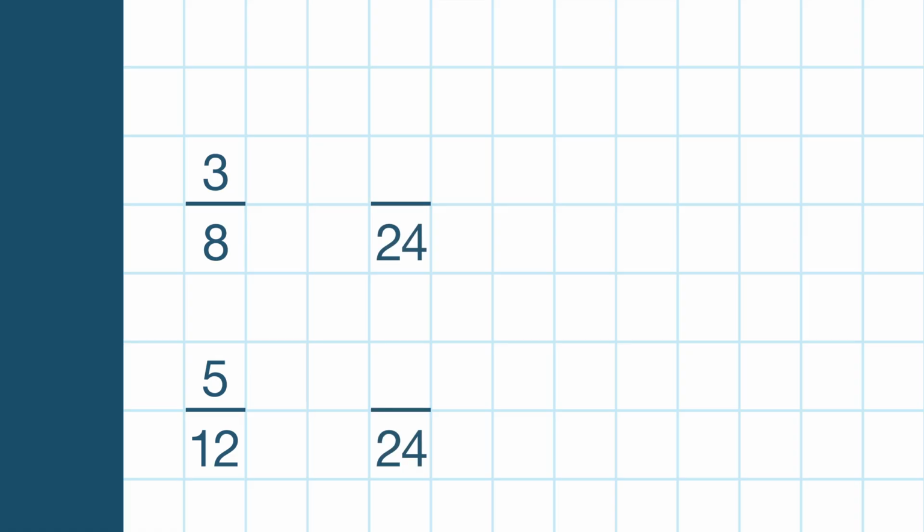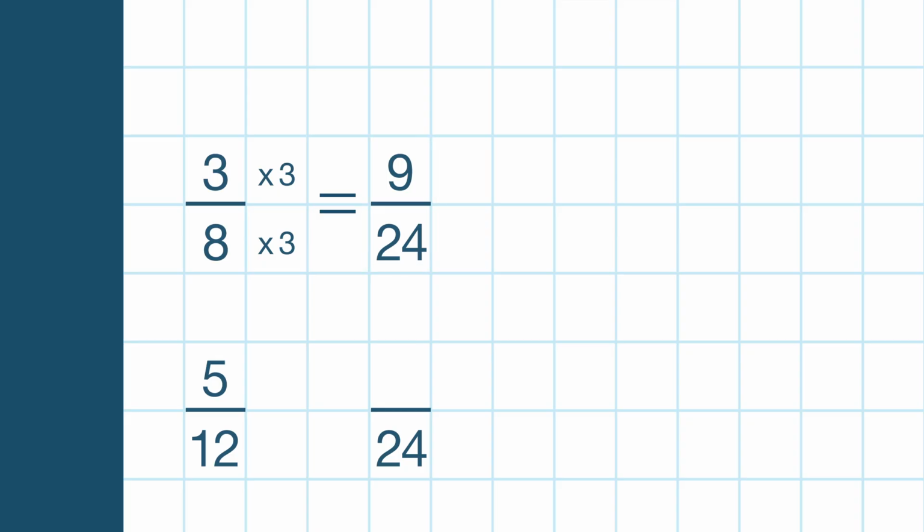Now rewrite both fractions with 24 as the denominator. Start with 3/8. What do we multiply 8 by to get 24? We multiply by 3. So multiply the numerator by 3 as well. 3 times 3 equals 9. The new fraction is 9/24.